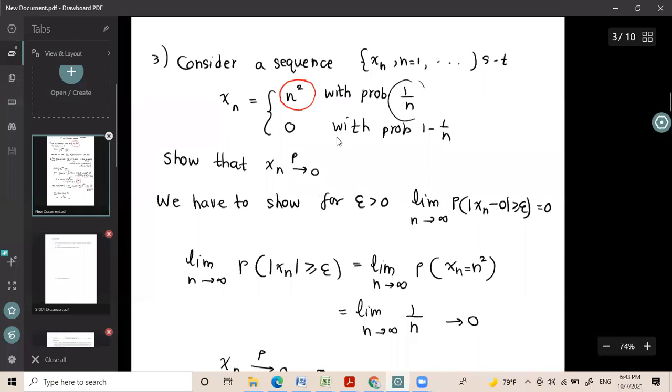When you look at this given information, this is not the PDF of Xn. It says the values Xn can take: Xn can be either n square or 0. If your sample size is, let's say, 10, then it will be 100 with probability 1 over 10. If your sample size is 5, Xn will take the value 25 with probability 1 over 5. So what does that mean?